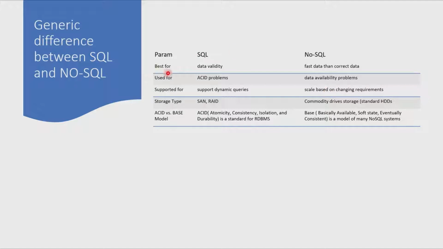Why is this best for? SQL database is best for data validity. If you need consistent data, there should not be any kind of divergence. I mean, if you want consistency, then you have to go with SQL. When we want the data to be faster, then you go for NoSQL.